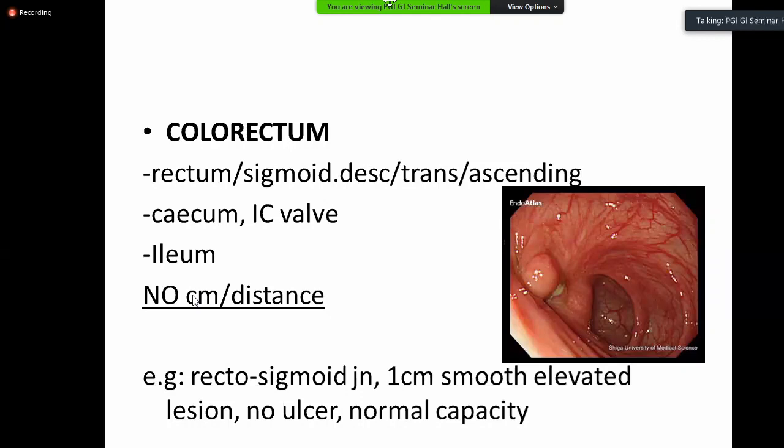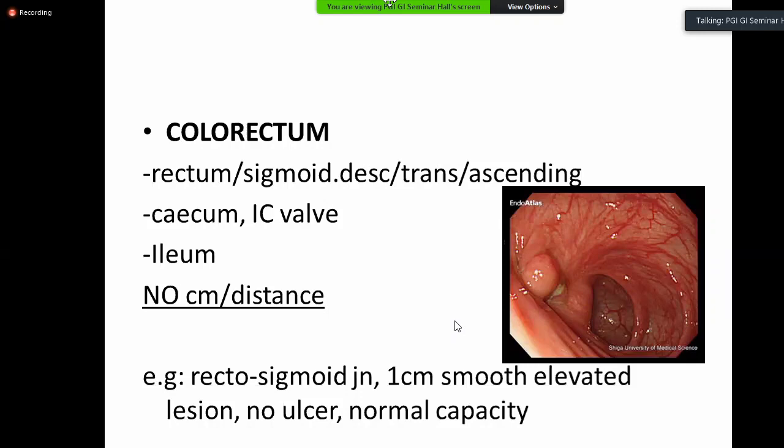Because the colon can sleeve over the endoscope, and the distance is not an actual measurement of the distance. For the same reason, when you have a distended colon with air, the distance will appear to be much larger. So you don't measure distance in centimeters except for in the esophagus.